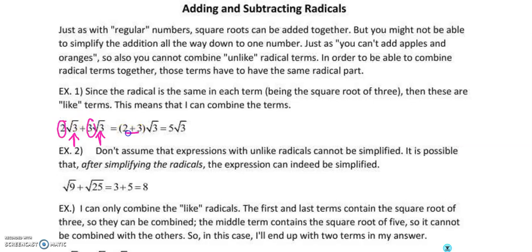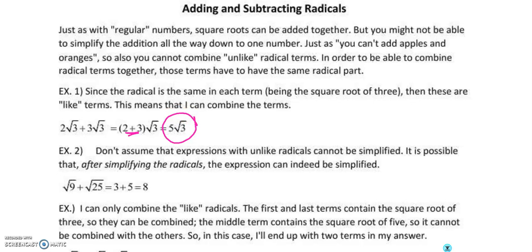Those are the numbers outside the radical. 2 plus 3 is 5. And we keep the number under the radical as is. We don't change that to make it radical 6 or anything. You're combining how many radical 3's that you have. So in the first part of our problem, we have 2 radical 3's, and I add it with 3 radical 3's. When I combine 2 plus 3, I get 5 radical 3's. Our final answer here is 5 radical 3.